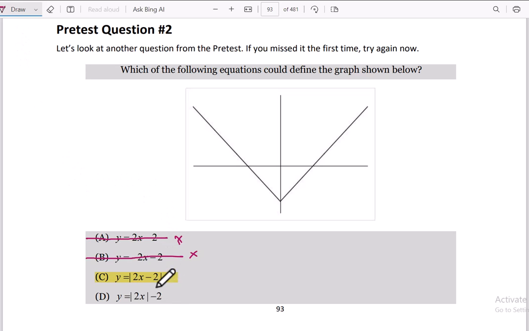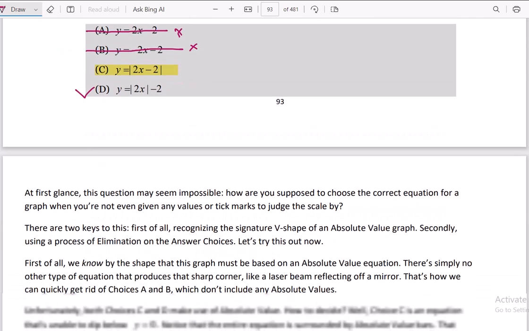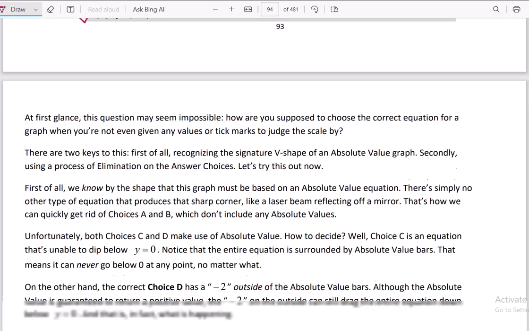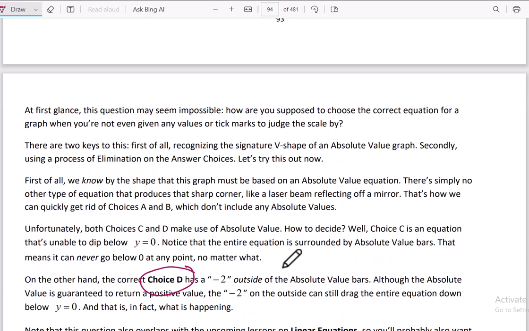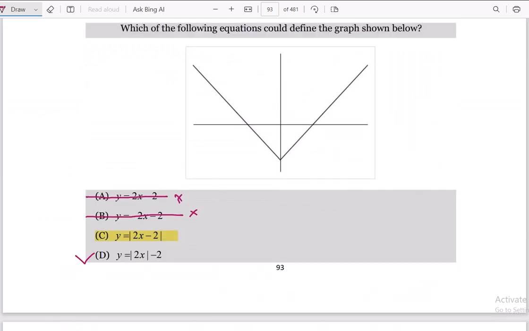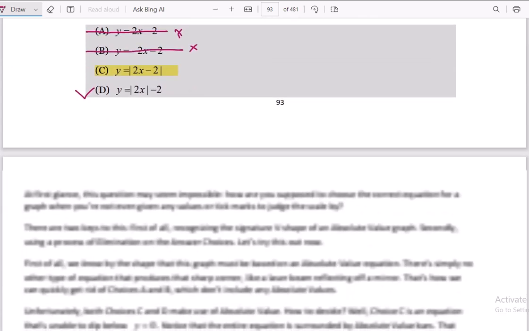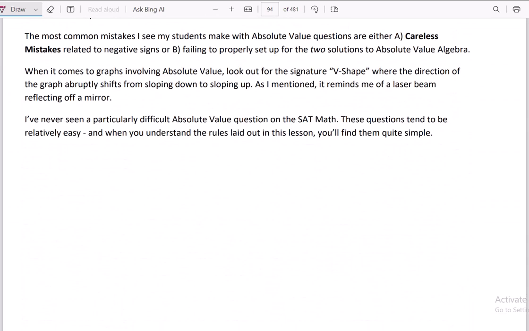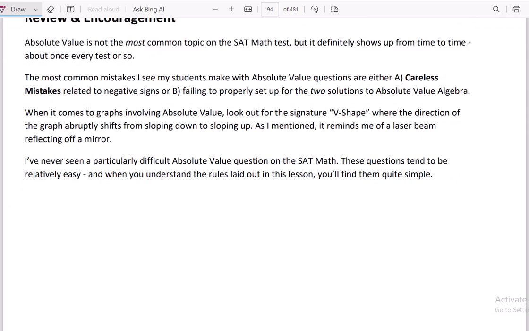Now over here, you can see that after you had the absolute value function, it was going 2 units down. So this makes sense with what we are talking about right now. So option D is the accurate option. But let's check out what they have and see what they said. They say choice D. So choice D makes sense. So just follow the explanation I gave you, and I think you understand this better. Let's go for more examples. And okay, review and encouragement. Sometimes I like to read this review and encouragement.